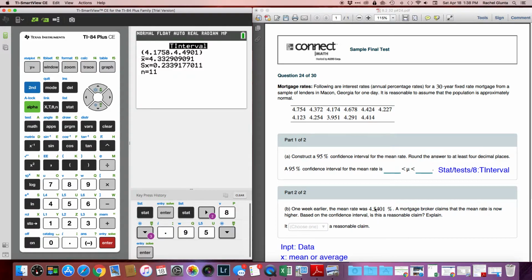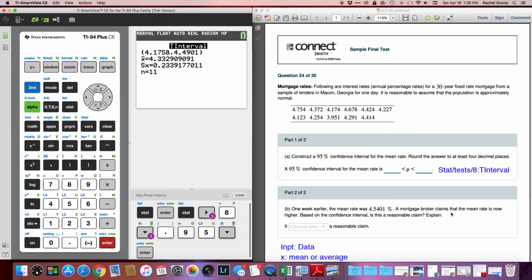So in this case, a week earlier, it was 4.5401. With all of these, you want to figure out, is that number higher than my interval, lower than my interval, or in my interval? So here the interval goes from 4.1 something to 4.49 something. So a week earlier it was 4.5. That is higher than this whole range. So if we were going to write them out like a number line, the 4.5401 would be over here to the right of the interval.